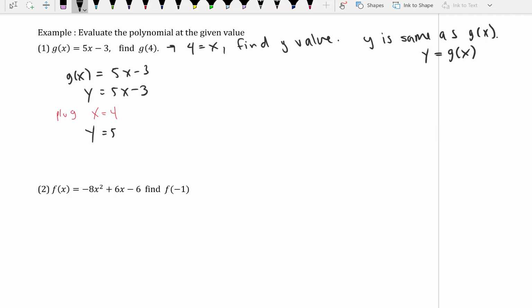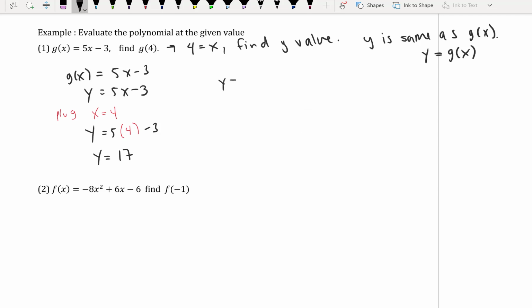So y is equal to 5 times my x value, minus 3. And that x value that I'm plugging in is 4. So now I have y is equal to 20 minus 3, which is going to give you 17.